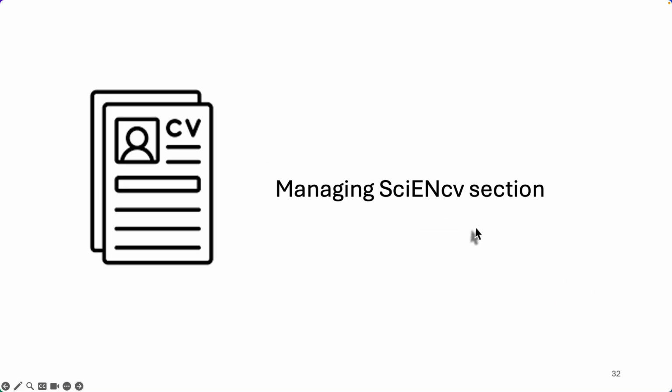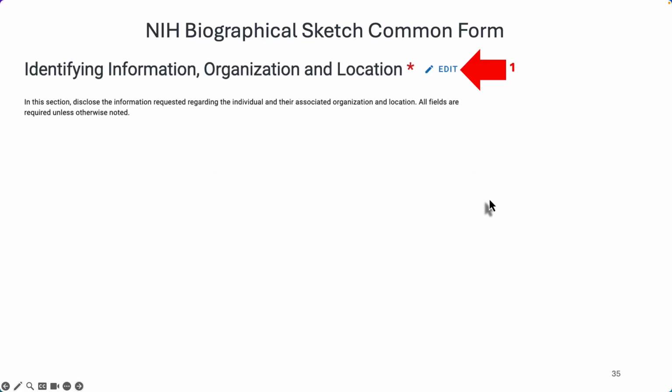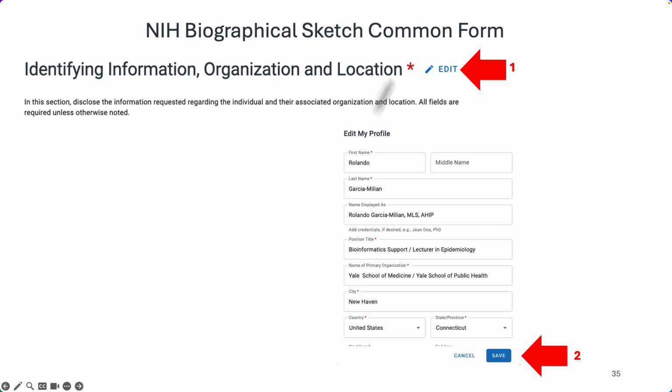So let's manage the SciENcv section and create the Biosketch. Go back to the My NCBI dashboard. Under the SciENcv section, click on Manage SciENcv. The first time you arrive here, you won't have any Biosketch, so this is going to be empty. So click on Manage SciENcv, and let's look at the Biographical Sketch common form. The first section is Identifying Information, Organization, and Location. You can click Add, or Edit if you already have it. Fill the form and click Save.